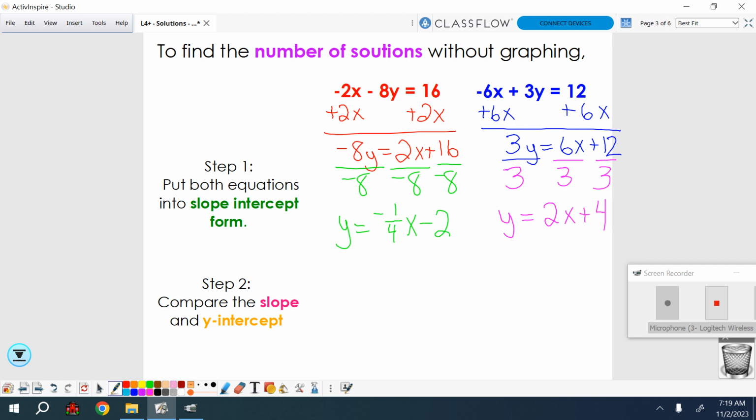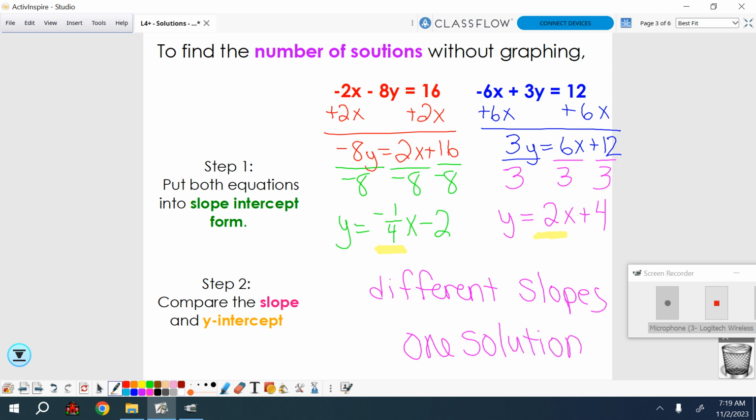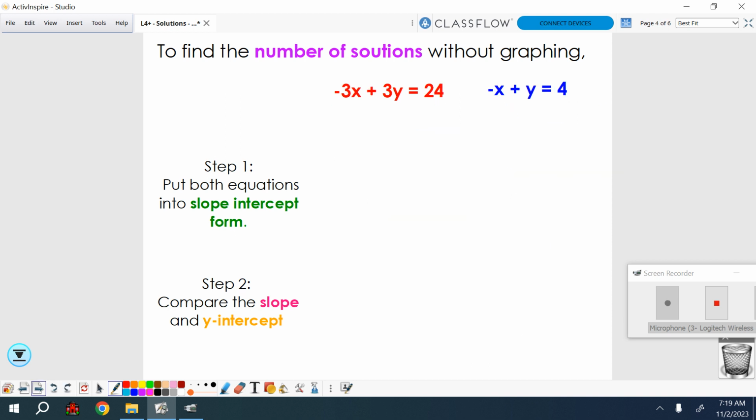Now what you want to do is look at your slopes and see if they're the same. If you notice, this slope is negative 1/4. This slope is 2. Since they have different slopes, our lines are going to intersect. Because our lines intersect, it means we have one solution. So whenever you have just different slopes, that's going to be one solution. Now from here, we would have to use elimination or some other method to find out what the actual solution is. This is just telling us that there's only one solution.